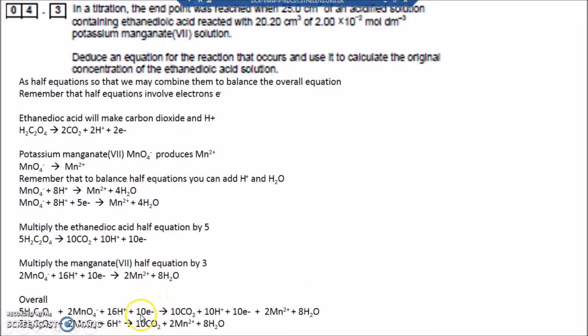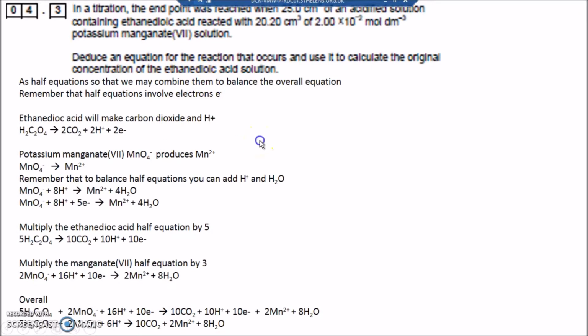Now, can I simplify things? I can cancel the electrons. That was the point of multiplying by some numbers to get the same number of electrons on each side. They need to cancel. And it looks as if I've got 16 H plus here and 10 H plus here. So I can take 10 H pluses from each side and just leave 6 H plus. So now I've got 5 H2C2O4, 2 MnO4 minus, 6 H plus, 10 CO2, 2 Mn2 plus, and 8 H2O. Without half equations, I would never have arrived at that equation.